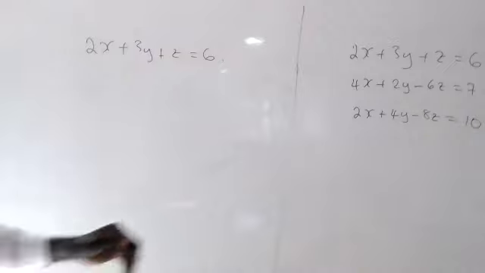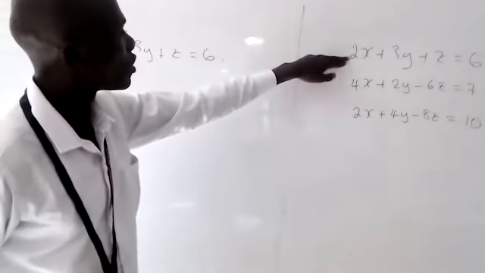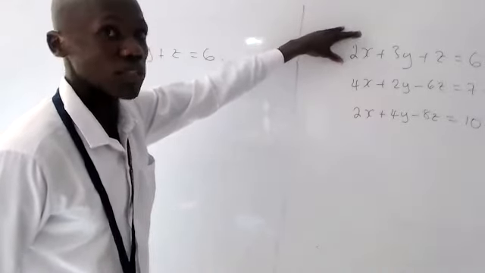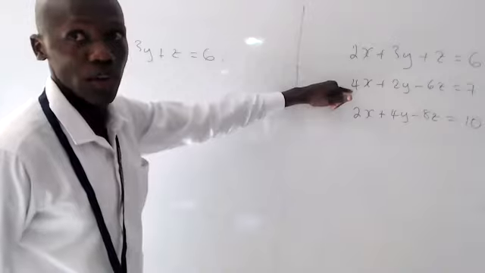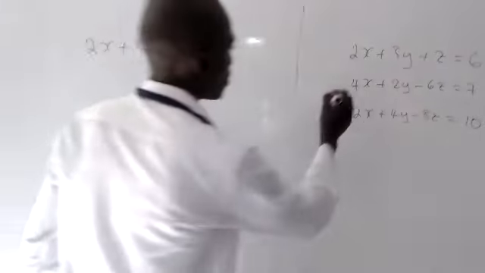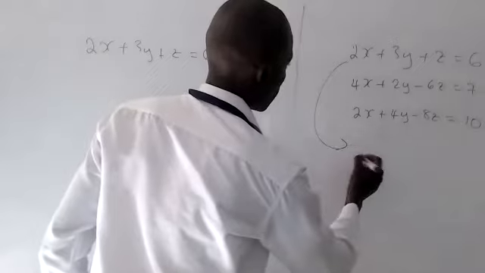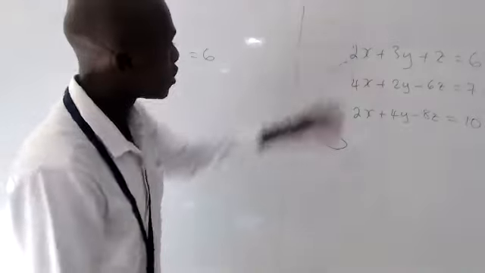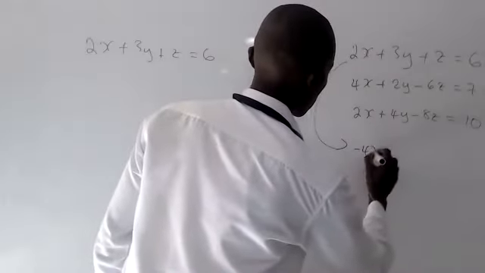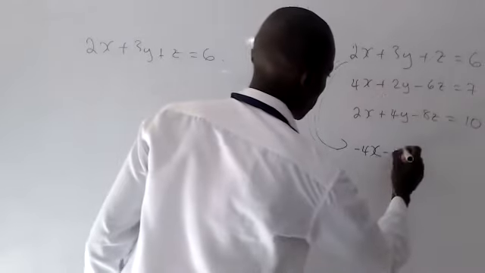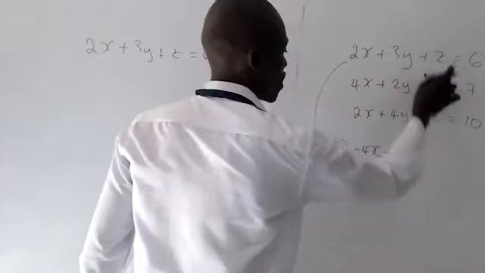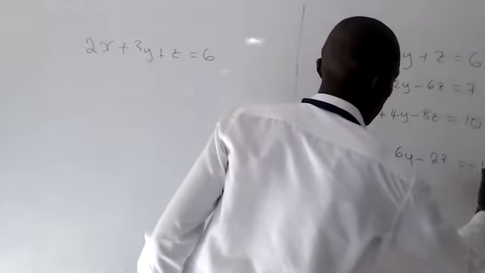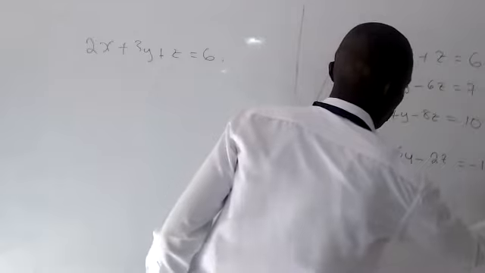So here, it's easy for me to do, because I have a coefficient 2x, I can make the coefficient of x in the first one 4x or negative 4x, and then use that to eliminate 4x from the second one. So by introducing a fourth equation, which is simply negative 2 times the first equation. Negative 2 times 2 gives you minus 4x. Negative 2 times 3y is minus 6y. Negative 2 times z is minus 2z. Negative 2 times 6 is minus 12. So this is your fourth equation.